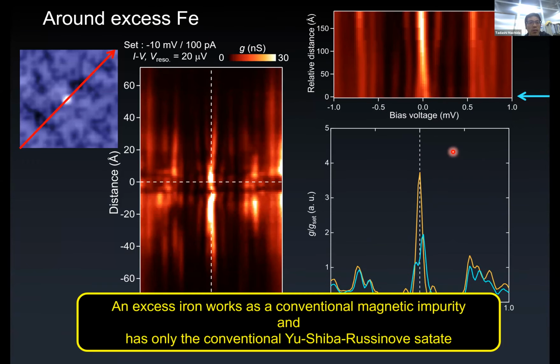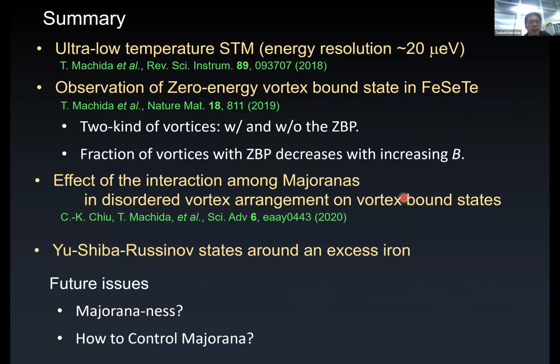So from all of these experiments, we safely conclude that the excess iron impurities in the selenium doped iron telluride work as conventional magnetic impurities in the superconductors. And it only has the conventional Yu-Shiba-Rusinov states, but it doesn't have the Majorana zero mode. So this is the summary of my talk.